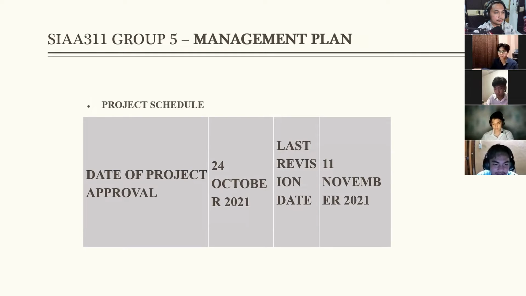Management plan. Project schedule. The date of project approval will be held on October 24, 2021, and the last revision date will be held on November 11, 2021.